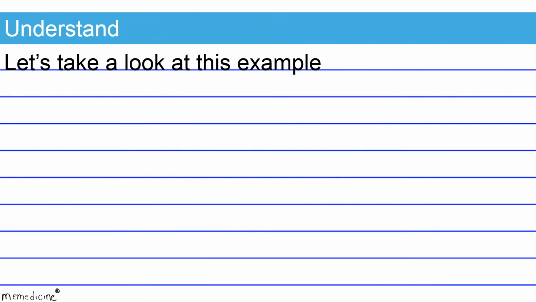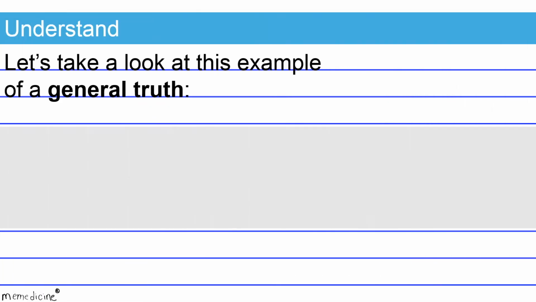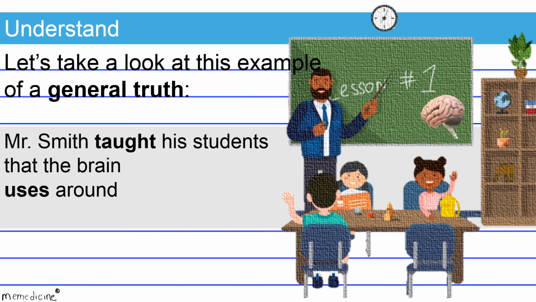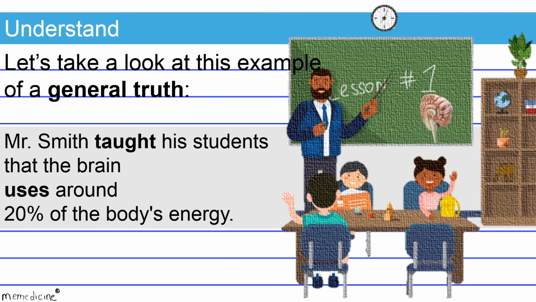Let's take a look at this example of a general truth. Mr. Smith taught his students that the brain uses around 20% of the body's energy. The sentence shifts to the present tense to state a general truth. This shift is appropriate in this instance. We shift from a lesson Mr. Smith gave in the past to a description of a biology fact that he shared during this lesson that is also a general truth. Hence, our use of a shift to the present tense is warranted.